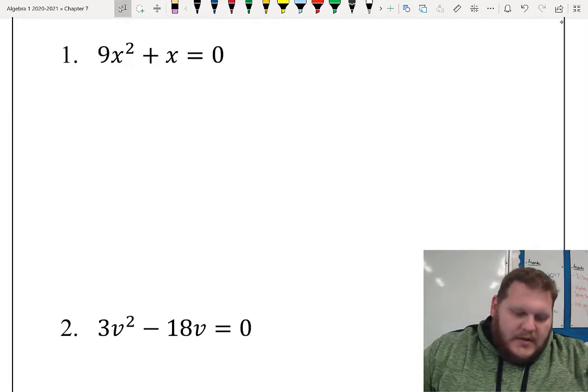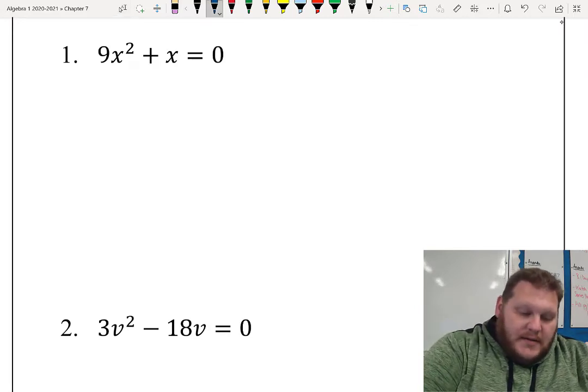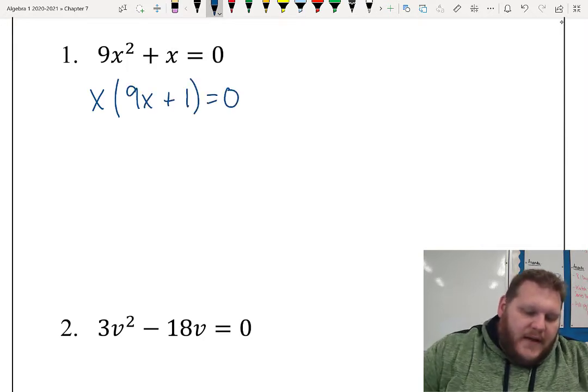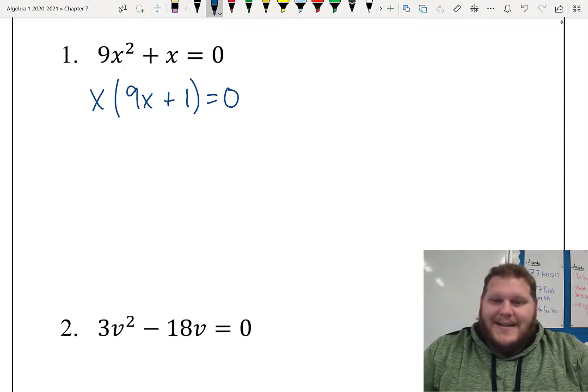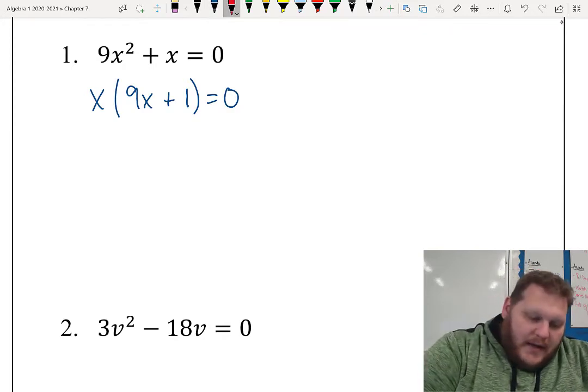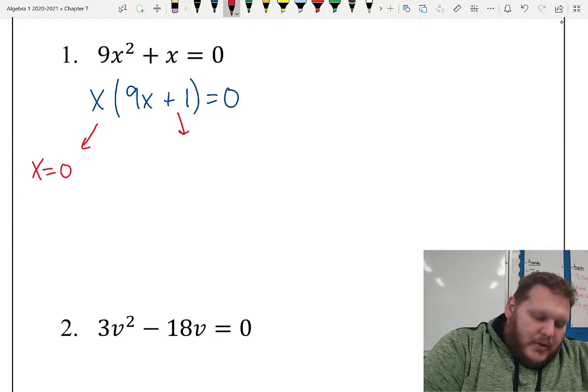So in this case, with number 1, 9x squared plus x, I can see that there's a GCF, right? They have x in common. So 9x plus 1 would be how that factors out, after I take that x that they have in common, 9x is left over, and positive 1. Now that I have that, I'm going to split each of my 2 factors and set them equal to 0 using zero product property.